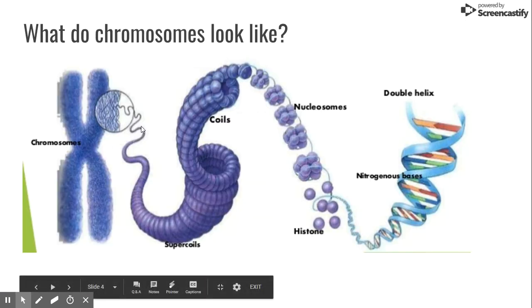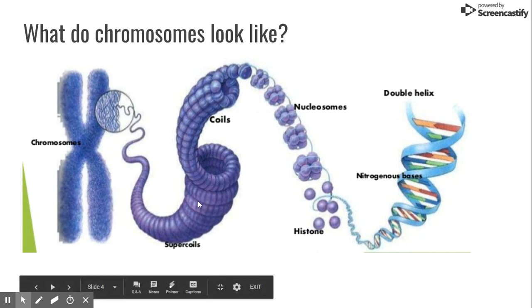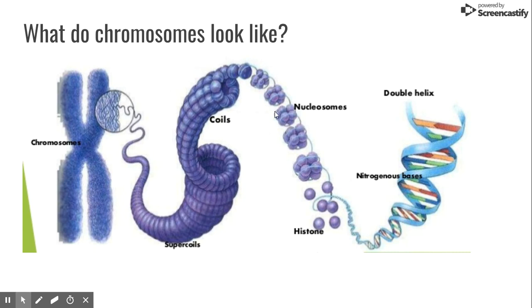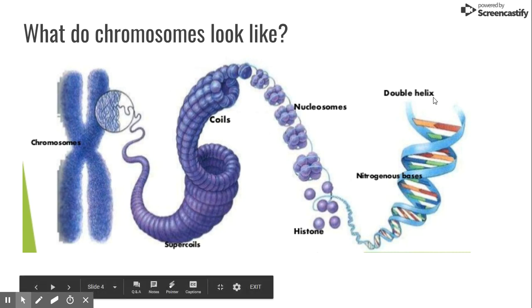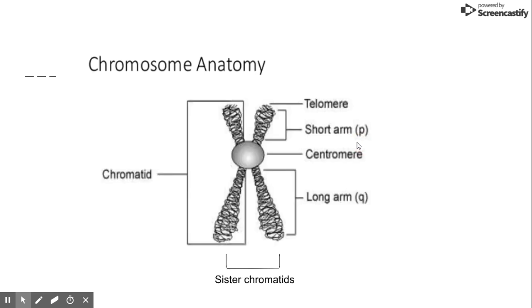So this is just another look at this so you can see how all of these fit together. Again, we have that X-shaped chromosome that's supercoiled DNA. That coil is made by these supercoils that are coils of this coil that are coils of these coils all the way down to our DNA double helix. So, what is chromosomal anatomy?